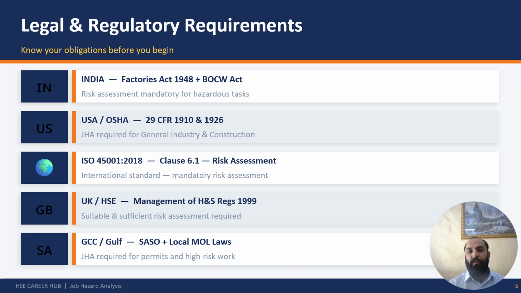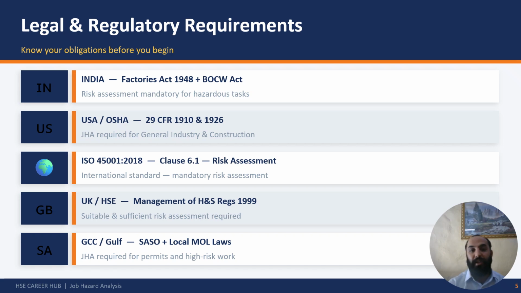this document. If you are working in the USA or for a company following OSHA standard, JHA is specifically referenced under 29 CFR, which covers both general industry and construction. If your organization is certified to ISO 45001, which is the International Health and Safety Management Standard, Clause 6.1 specifically requires hazard identification and risk assessment.